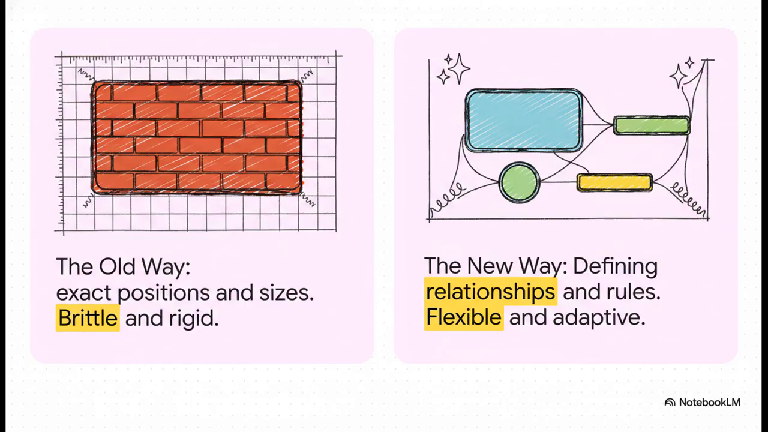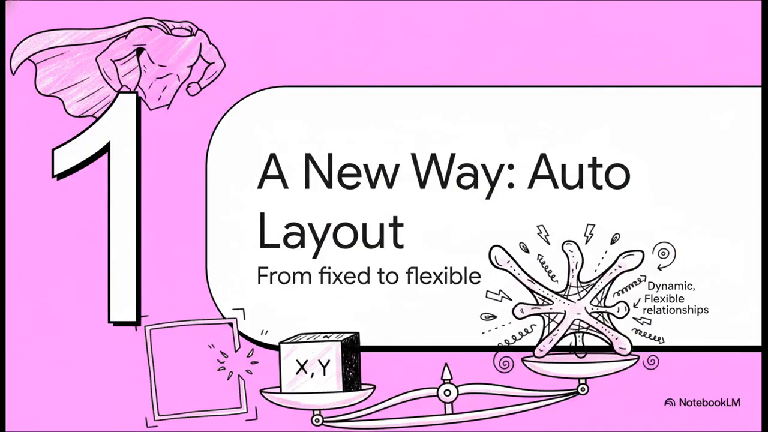Well, the old way, using fixed frames, was kind of like building with superglue. We manually calculated the exact X and Y coordinates for everything. This button goes at pixel 50, 100. It was incredibly rigid. The new way, with auto layout, is all about defining relationships and rules. It's just so much more flexible right from the start. And that brings us to the hero of our story today, auto layout.